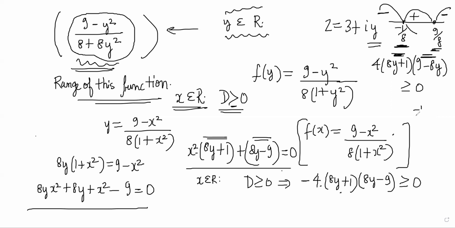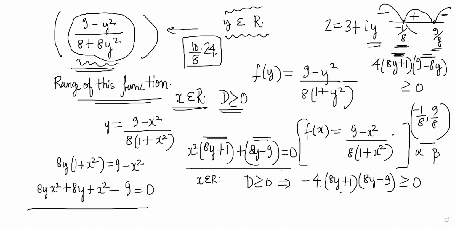So we are getting minus 1 by 8 to 9 by 8 is the range of y, which was our question, alpha, beta. So beta minus alpha comes to 10 by 8, which is 5 by 4. Now we have to multiply 10 by 8 by 24, right? In the question they asked 24 times (beta minus alpha), which gives us the answer 30.